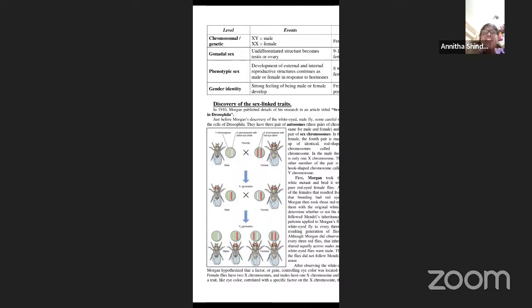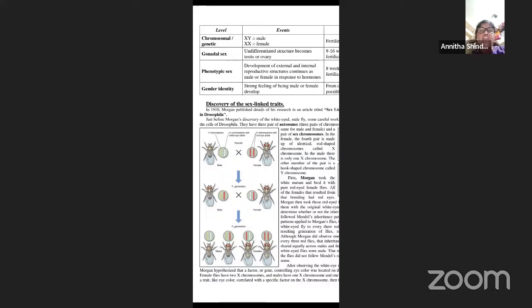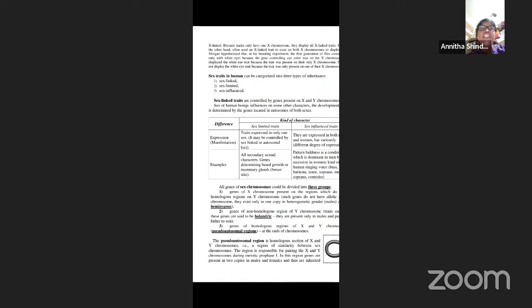Now, the next is the discovery of sex-linked traits. In 1910, Morgan published his research in his article on sex-limited inheritance in Drosophila. Now, the sex traits in humans are characterized into three different types: sex-linked, sex-limited, and sex-influenced.